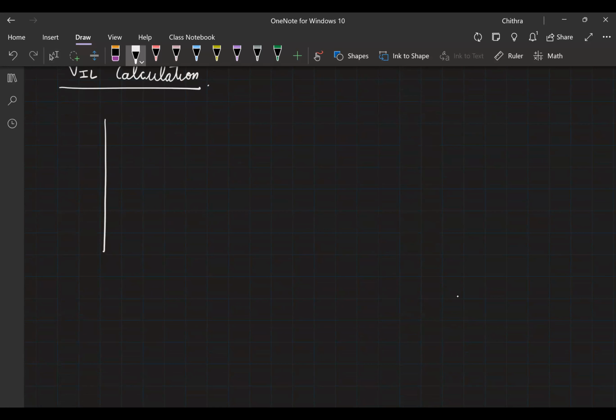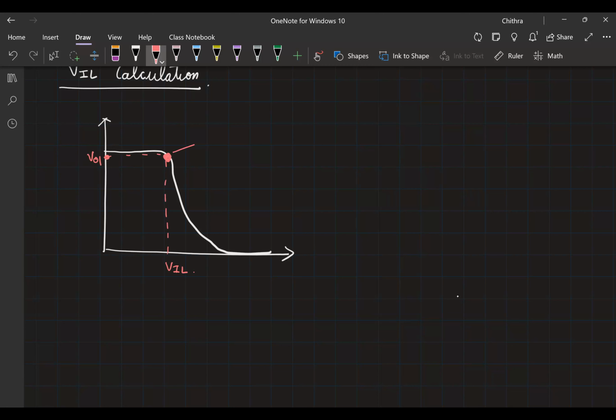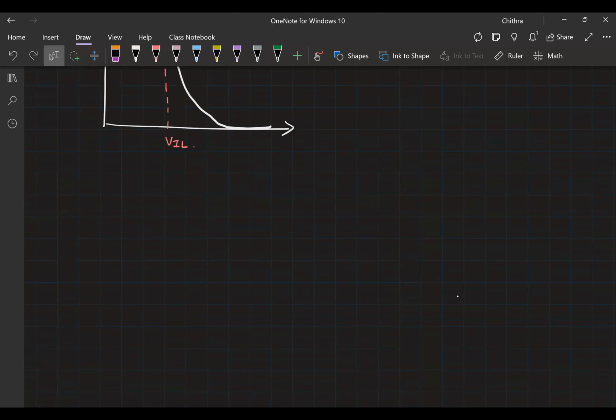Can you quickly tell me the region of operation? So when we are dealing with VIL, we are dealing with the point here. So this is VIL. I'm going to call this point as VO1, which is very close to VOH. What would be the region of operation of NMOS and PMOS? PMOS will be in linear region. NMOS will be in saturation. So the same old, we write the equations for the current and equate it.